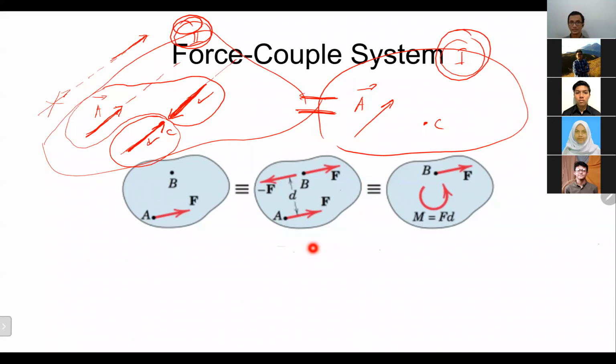Yes. The A and the opposite of C. Yeah, this one. Okay, then let's name it. This one I name it as B. This one I name it as C. Okay. Force A, force B, and force C. Force A and force C, the direction, is it parallel or not?